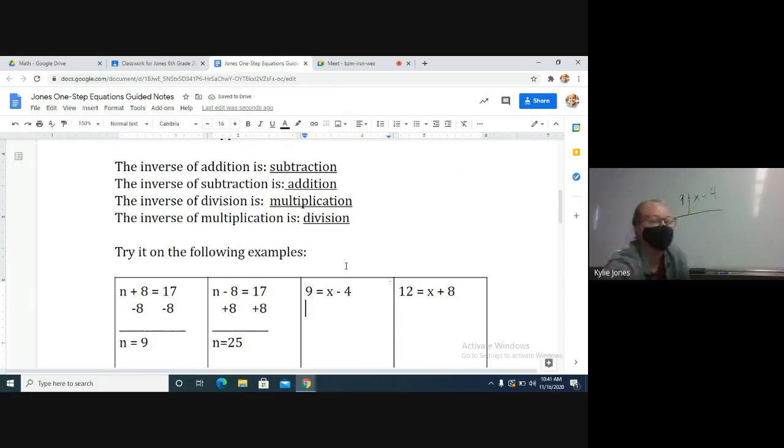Now we have a minus 4. What's the opposite of subtracting 4? Adding 4. We need to add 4 because you need to do it to both sides of our equation. Plus 4. So it would look like this if you're writing it out. Add 4, add 4. And then we would have our line.